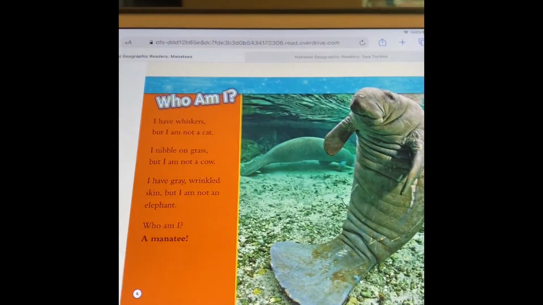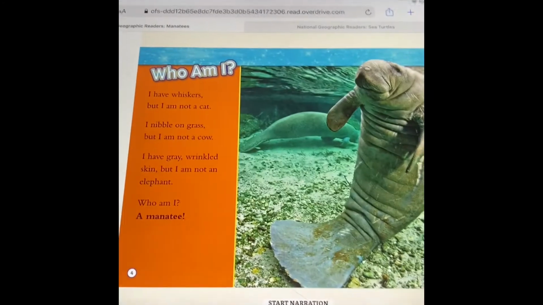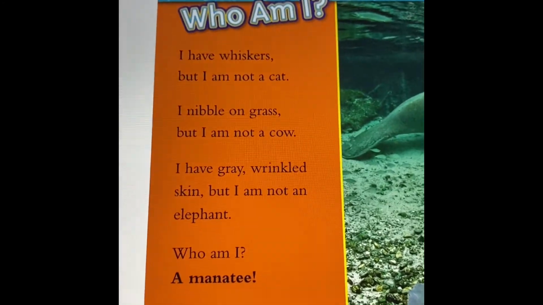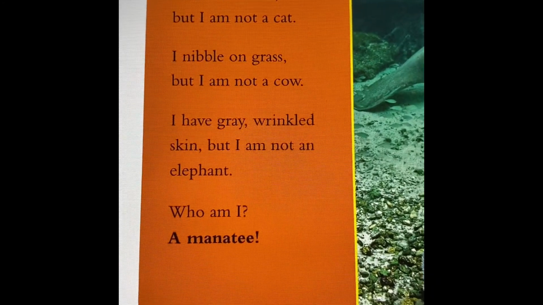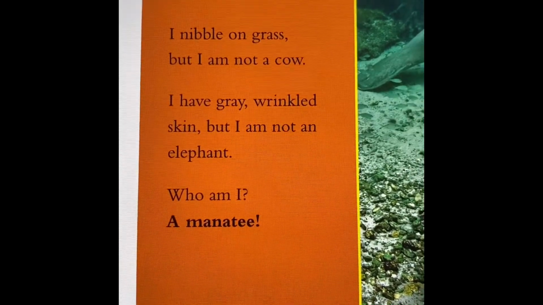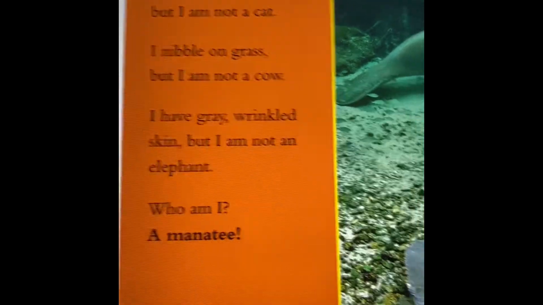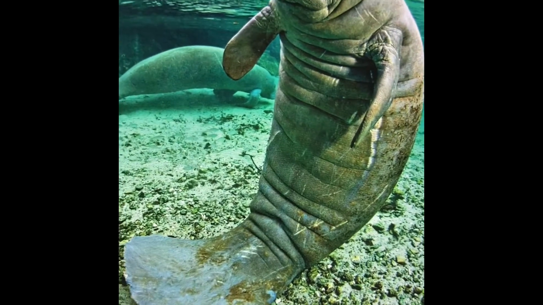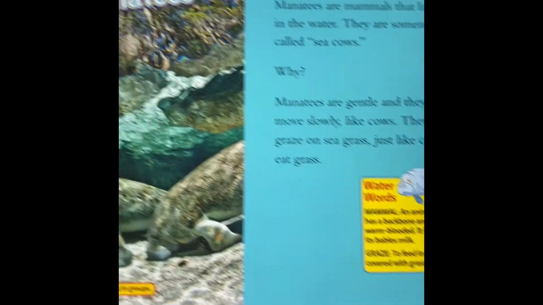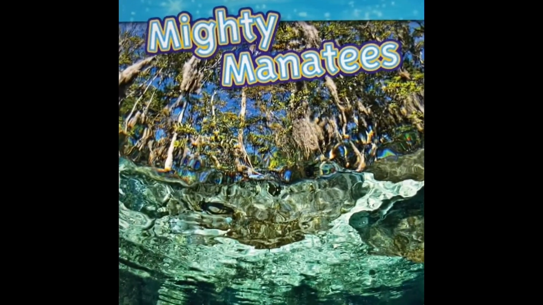All right, our first one, here's our heading, Who Am I? And it says, I have whiskers, but I'm not a cat. I nibble on grass, but I'm not a cow. I have gray wrinkled skin, but I'm not an elephant. Who am I? A manatee. And there's our picture of our manatee. And there's our next heading, Mighty Manatees.